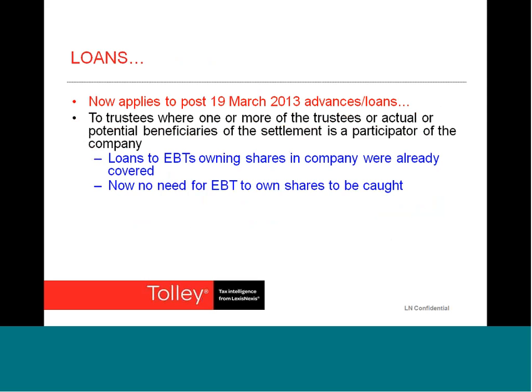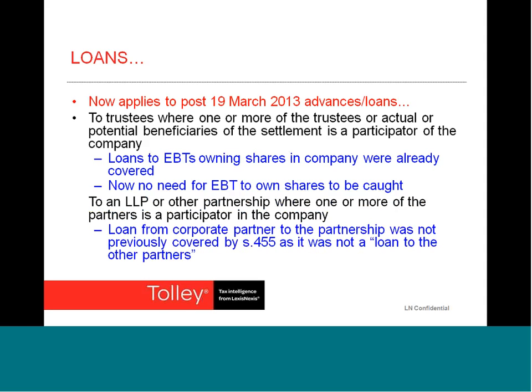So we're now going to include loans to trustees, where one or more of the trustees, or the actual or potential beneficiaries of the trust, is a participator in the company. So loans to employee benefit trusts owning shares in a company were actually already caught under the old rules. Now they don't even need to own shares to be caught.